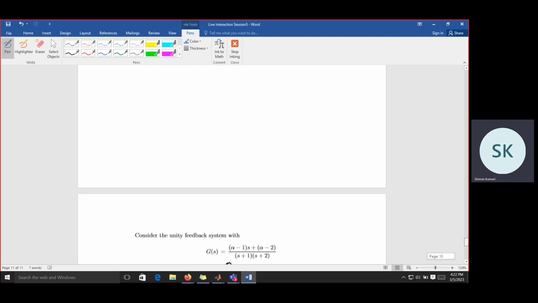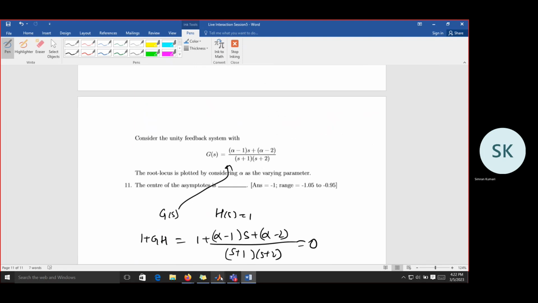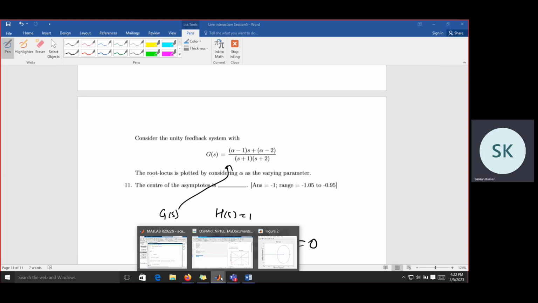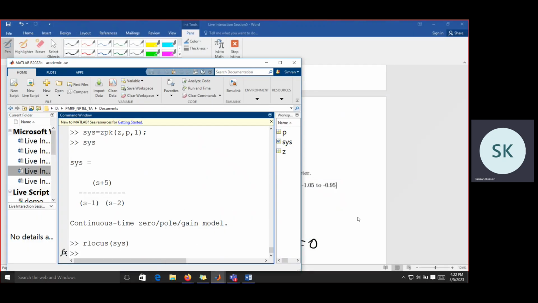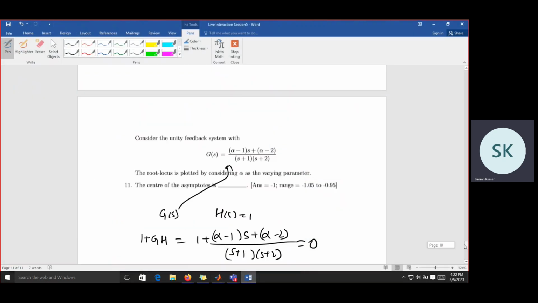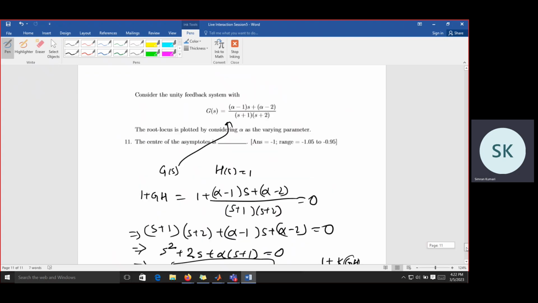Okay, so we have done this one. We can also plot this root locus. Again, the same thing, you have to apply the root locus command and you'll get this. Any doubt up till now?